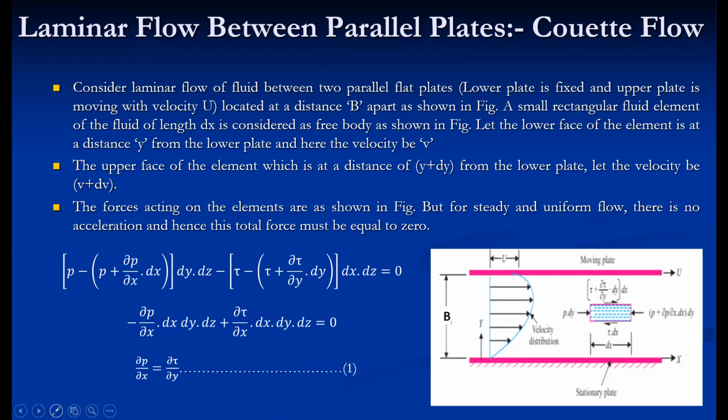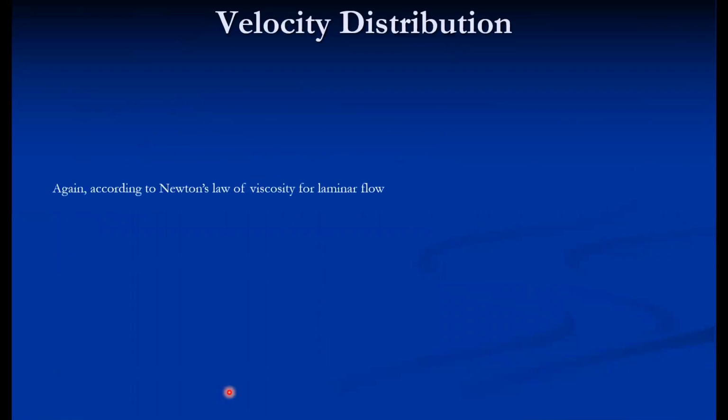Rearranging, we get delta p by delta x is equal to delta tau by delta y. Call this equation number one. Now again, here we cannot integrate because we don't know the boundary condition between tau and y. Boundary conditions means these two boundaries. We know that the shear stress is maximum at the boundaries, but we do not know the exact magnitude. That's why we cannot integrate this equation to develop an expression for tau. So instead, we first develop an expression for velocity distribution in a similar way.